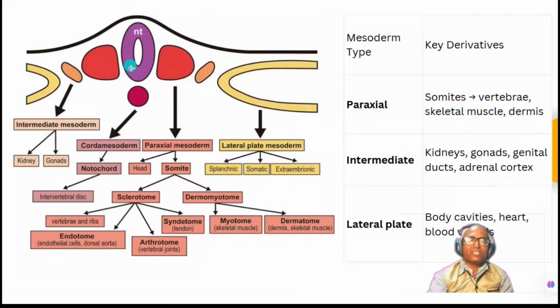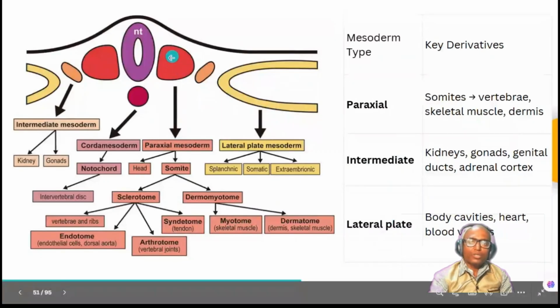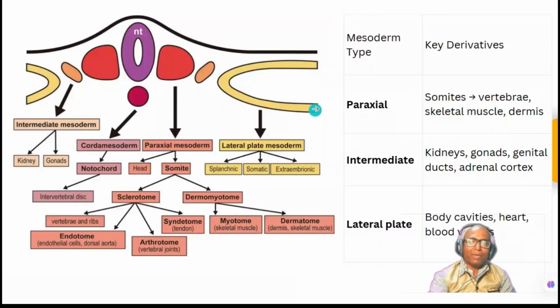So you have this notochord. You have this neural tube. You have this notochord, and this is the middle layer, that is the mesoderm. This mesoderm gets divided into three: paraxial, intermediate, and lateral plate. So this is the paraxial, this is the intermediate, and this is the lateral plate mesoderm, which is further split into two. Now let us see the derivatives of it.